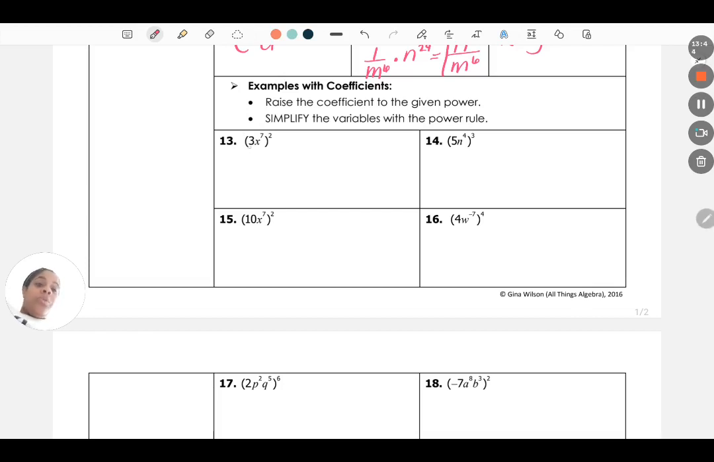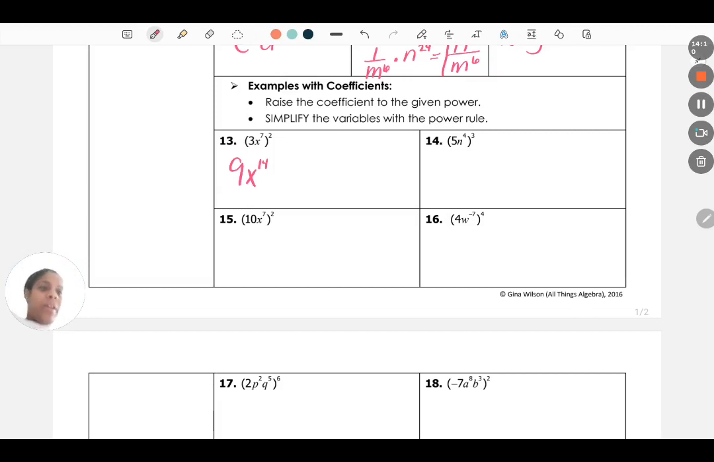So 3 raised to the second power, which is 3 times 3, is 9. And then x will still stay x. X to the 7th power times 2 is going to give me 14. Does that make sense? That's what it says. Raise the coefficient to the given power, and then you simplify the variables with the rule.